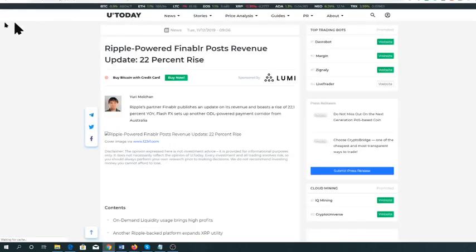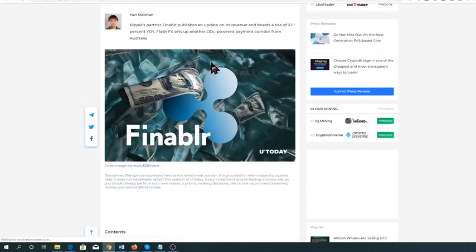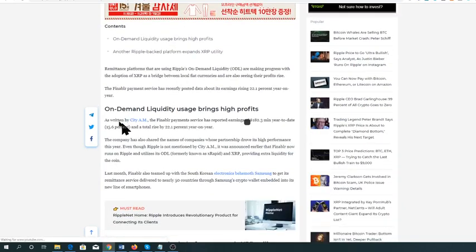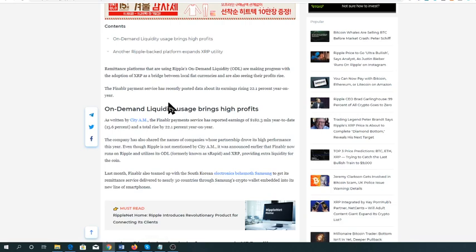Okay, anyway, moving to the other article, the topic is Ripple-powered Finabler revenue update, 22% rise. Now see, almost all the companies coming into Ripple and using on-demand liquidity get a lot of profit. This is being stated by a lot of companies using it, and Ripple has been saying the same for years. Use this product, it's a no-brainer. You will be saving this much, and your customers will be happy because they will be paying you less fee and getting more consumer value.